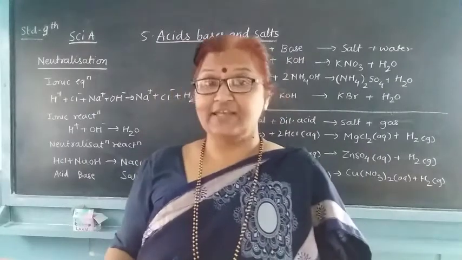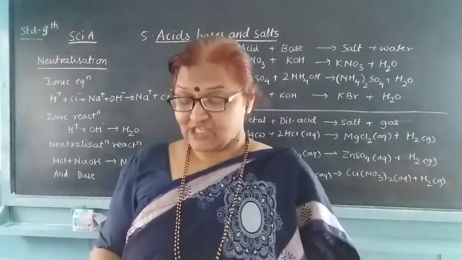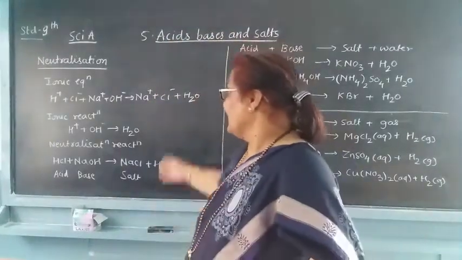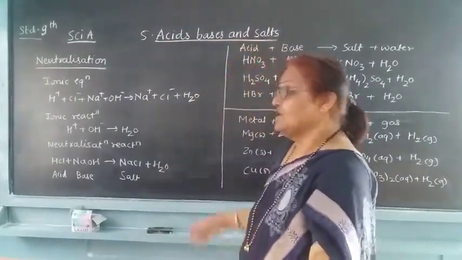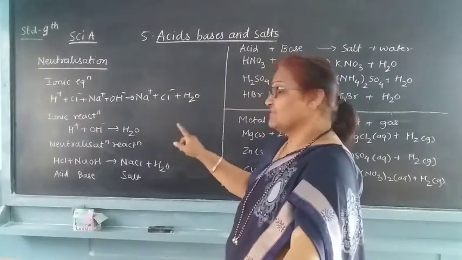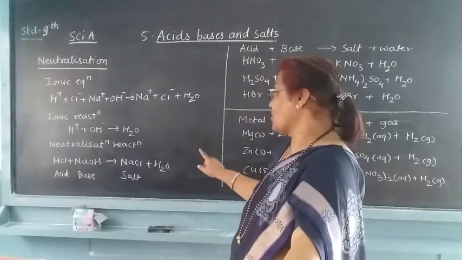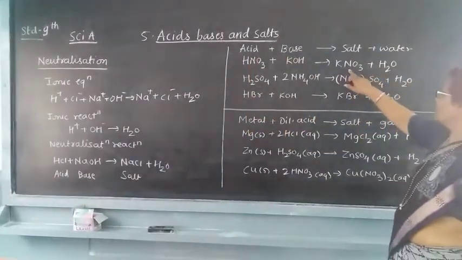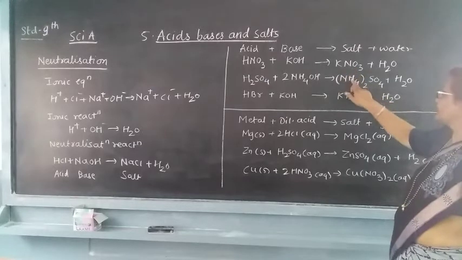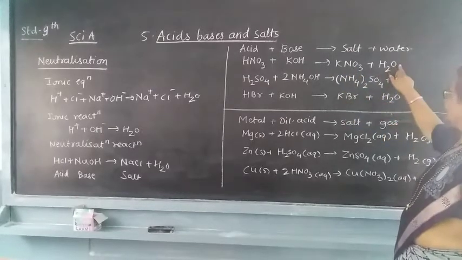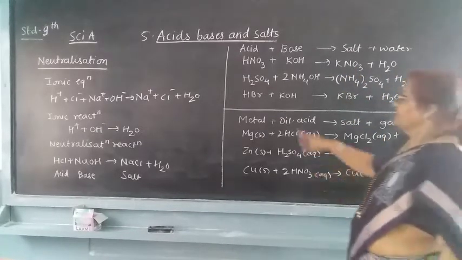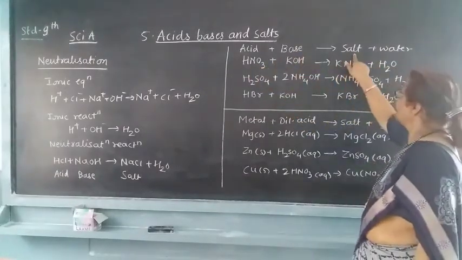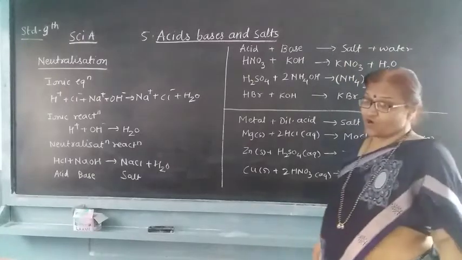So when acid and base react with each other, they give us salt and water. We know that. We have seen it in the neutralization reaction. When the acid and base react with each other, there is a formation of salt plus water. Here also, whenever you see, there is a formation of a salt. These are the salts, and there is a formation of water. These are the acids and bases. When acids and bases react together, we get salt plus water.